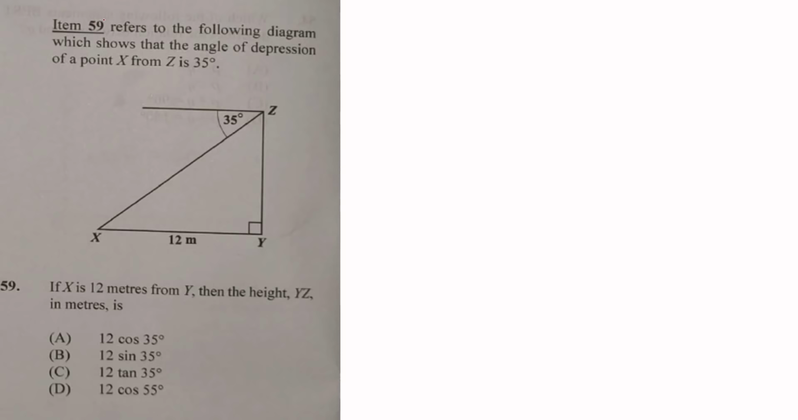Alright. Item 59 refers to the following diagram, which shows the angle of depression of a point X from Z is 35 degrees. So therefore, the angle of depression is equal to the angle of elevation. So here also will be 35 degrees. If X is 12 meters from Y, then the height of YZ, which is here, in meters is. So we're going to have the opposite side and we have the adjacent side. This is tan. So tan of the angle 35 is equal to opposite, which is YZ.